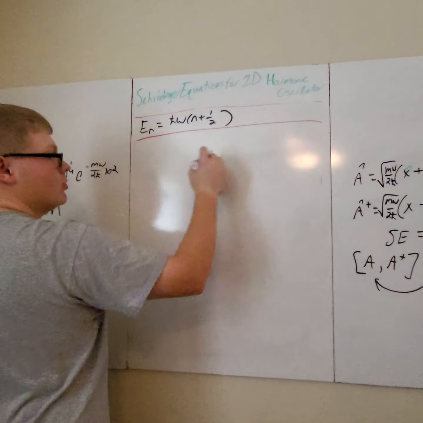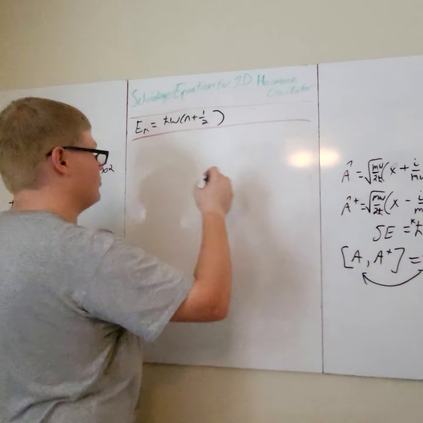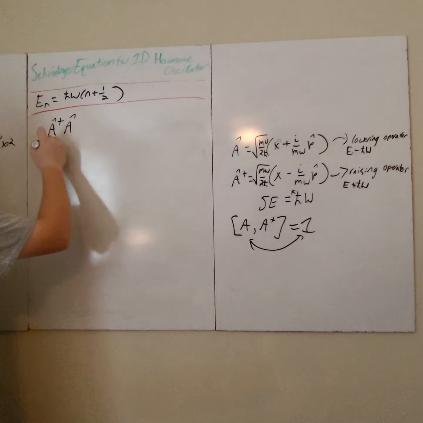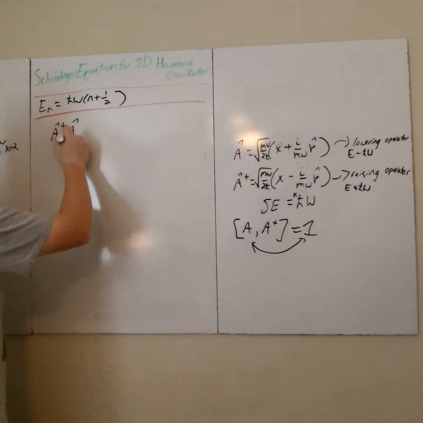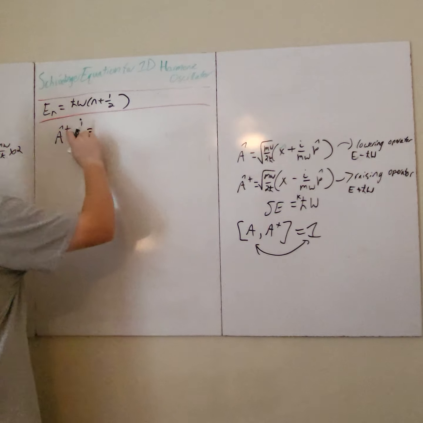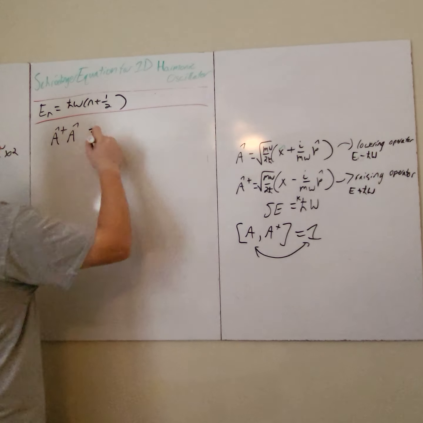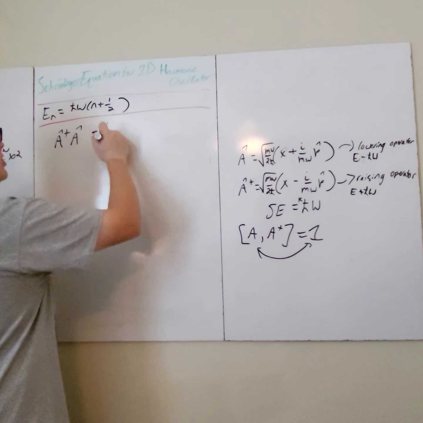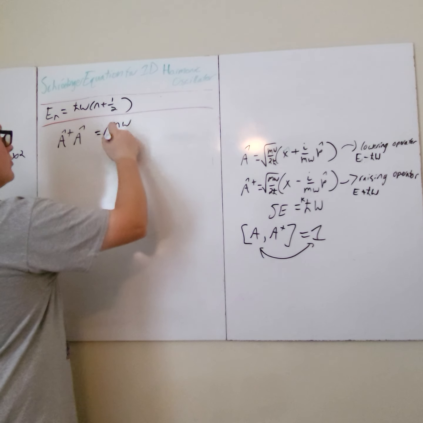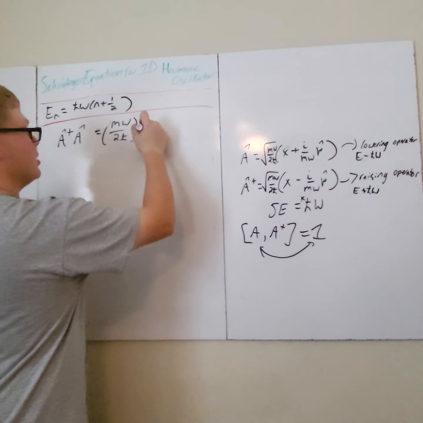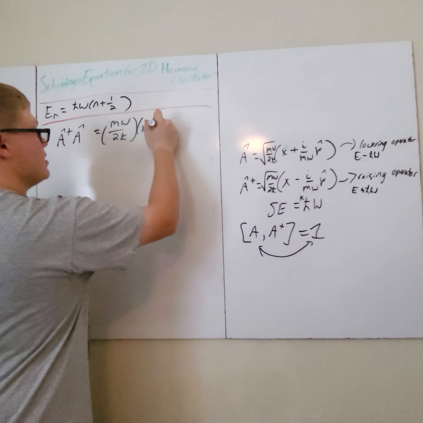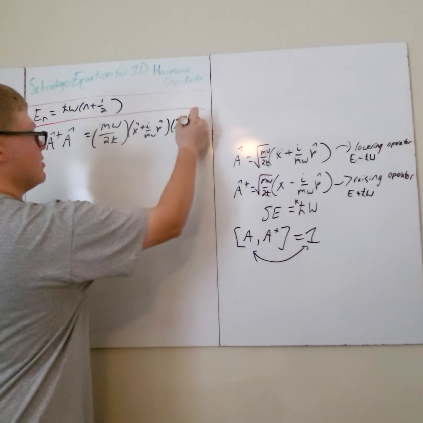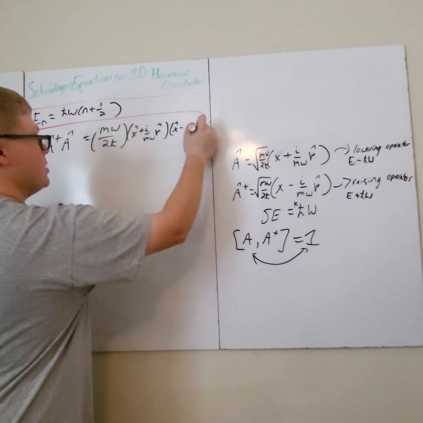So we're going to look at the raising and lowering operators. We're going to act the raising operator on the lowering operator. We're going to calculate that and see what we get. So that little factor there, the square roots, are going to pull out, and they're just going to become mw over 2h bar, times x plus i over mw p, times x minus i over mw p.